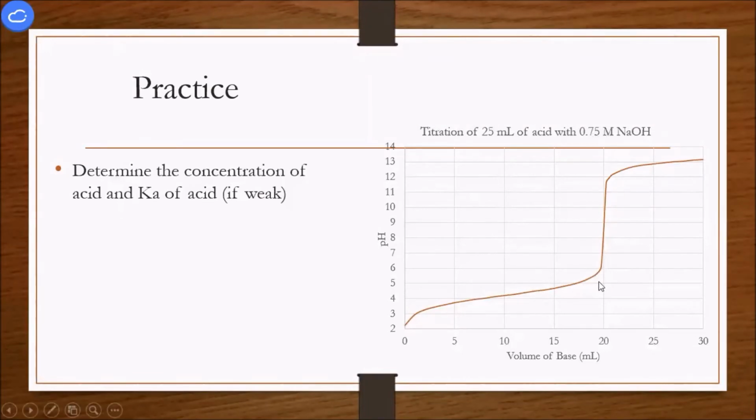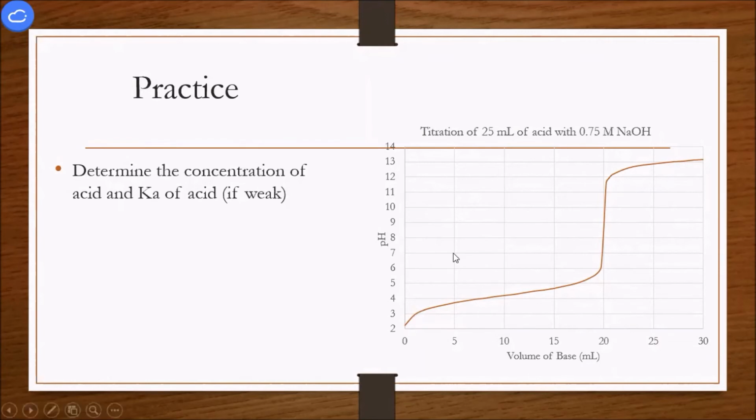So I just say 0.75 times 20 divided by 25, and that would give us our MA. And that MA is 0.6 molar. So 0.6 molar acid. Now, since it's a weak acid, half of 20 is 10. So pH equals pKa at 10. This is where you have to make a little bit of an estimate, say maybe 4.2, 4.1. So 4.2 is our pKa.